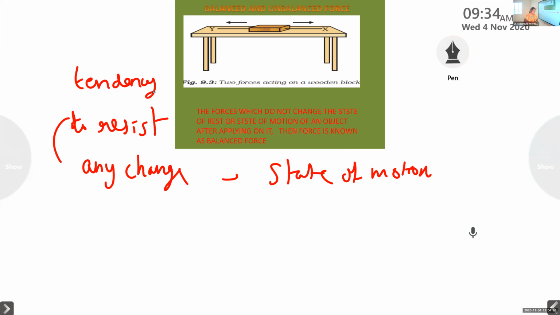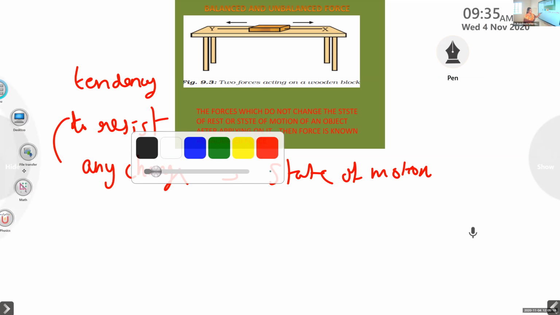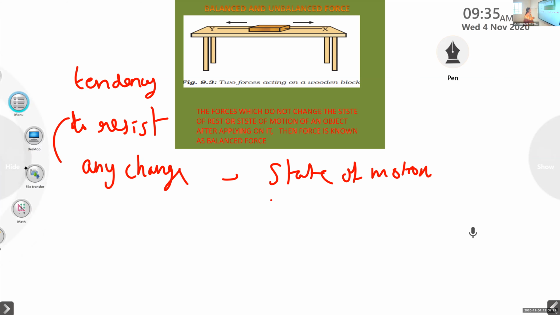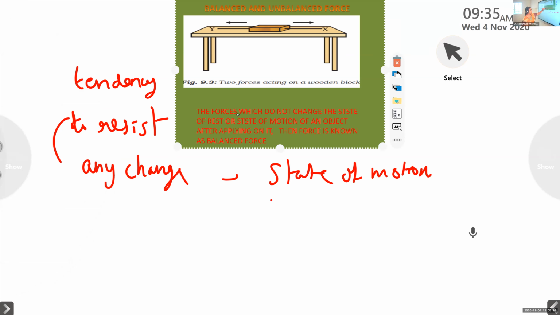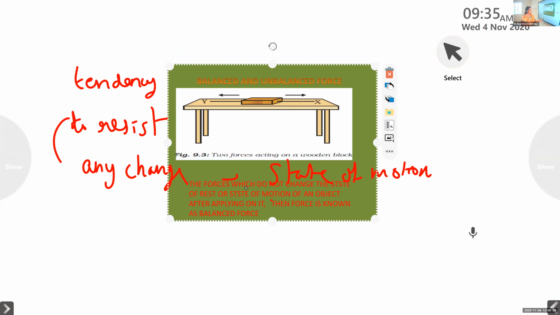One is, it is the inherent property of an object to remain in its state of rest or state of motion when an external unbalanced force is applied. Another way, it is a property to resist any change in the state of an object. Other way, it is a tendency of an object to resist. When we talk about balanced and unbalanced force, we go back to some of the 9th standard things, because we require this now. So that is inertia.